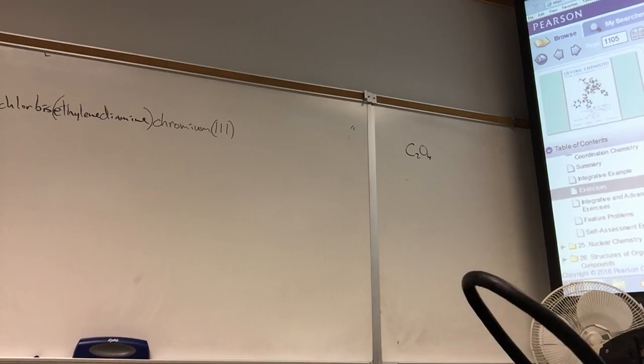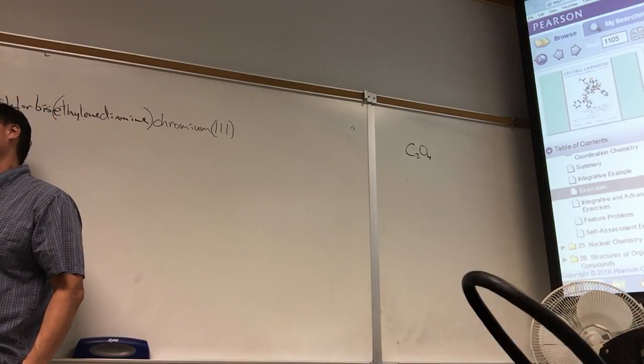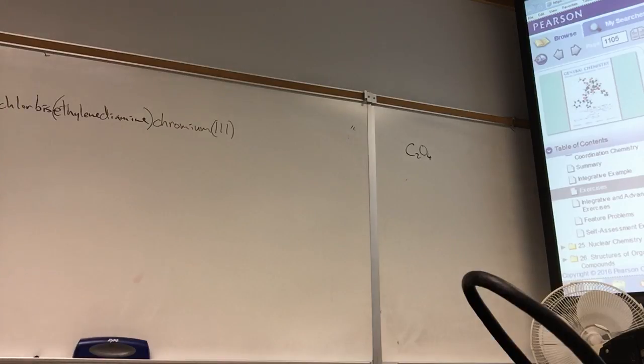Can I write the formula for ethylene diamine? Yeah. This is the formula for ethylene diamine. You can use that if you want. This is also the formula for ethylene diamine, C2H8N2. This is also the formula for ethylene diamine, H2N CH2 CH2 NH2. This is also the formula for ethylene diamine, CH2 CH2 NH2 twice. Or you could do CH2 in parentheses, 2, NH2, 2.